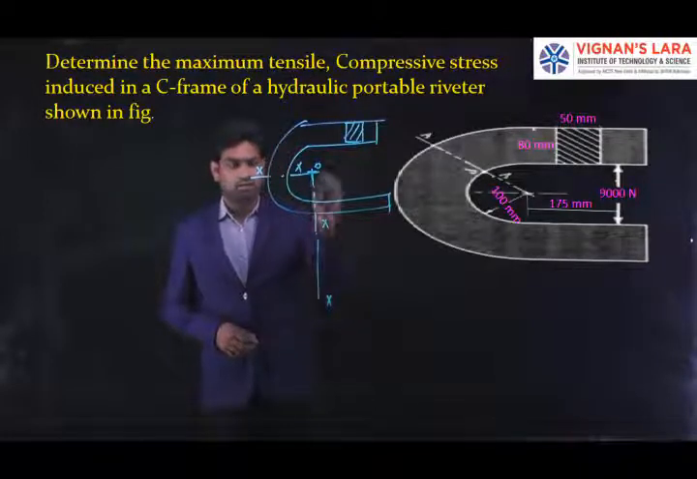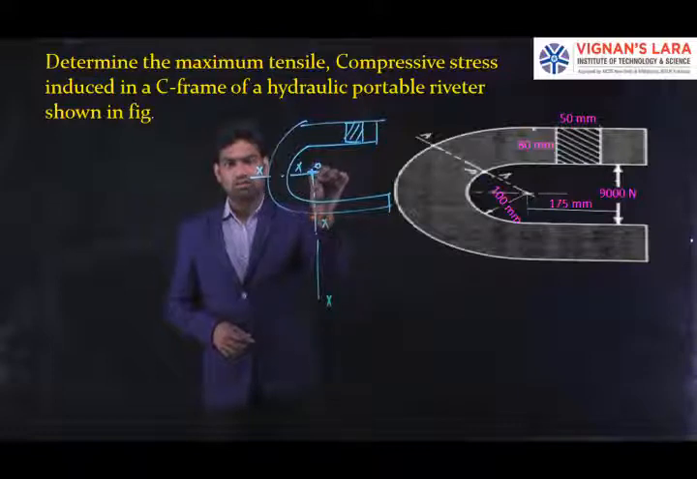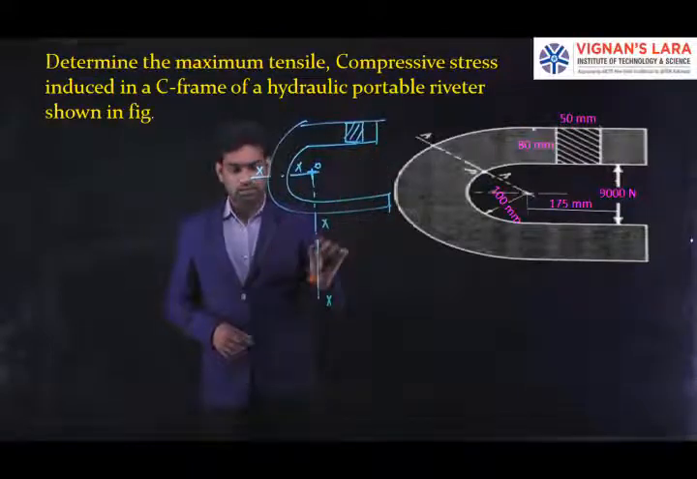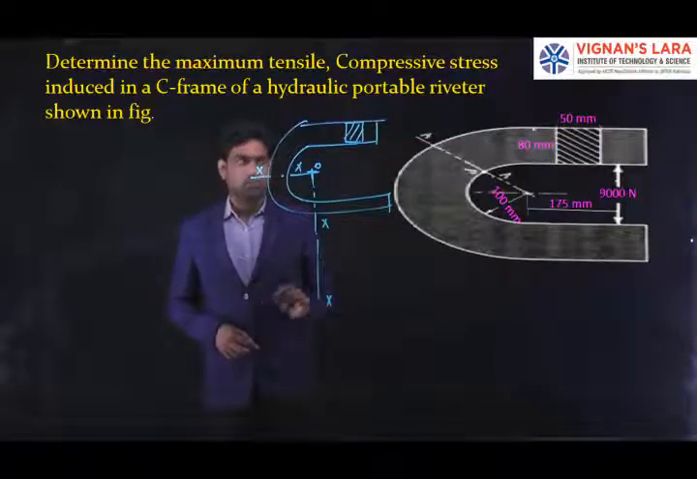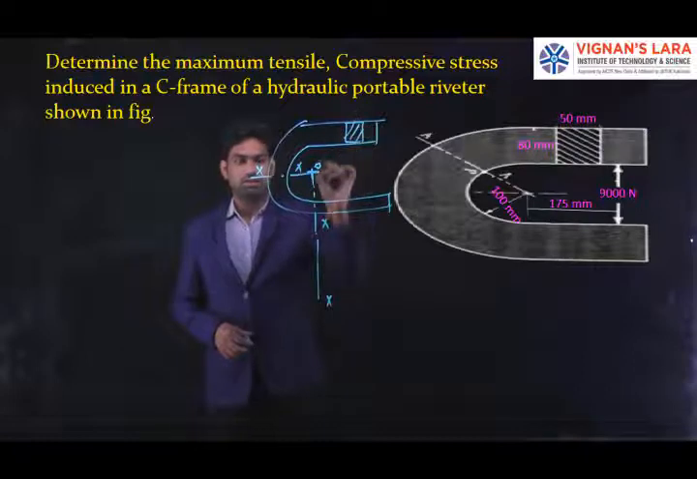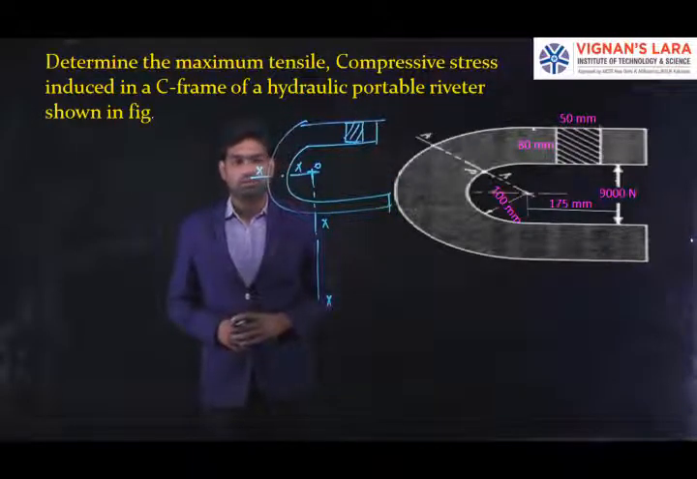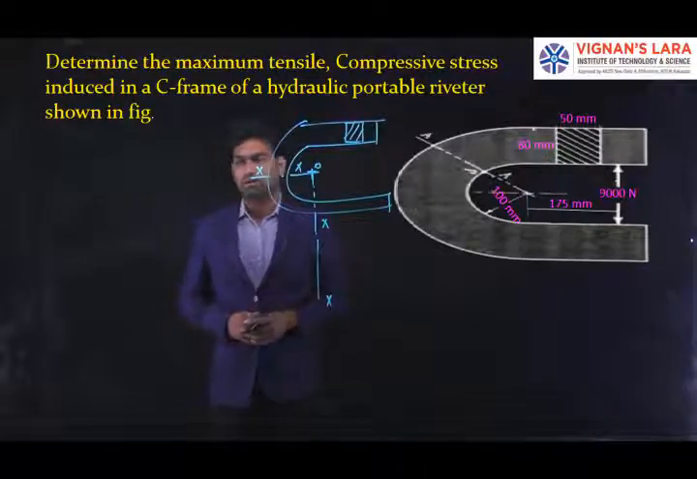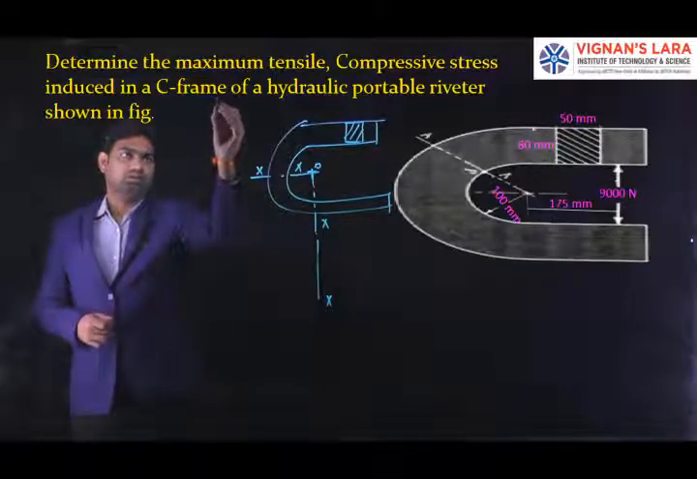Clear? So the center of curvature will be present in this axis, that is along the width. So we need to draw the width parallel to the center of curvature line. Here the cross section is indicated as 50 mm width and the depth is 80 mm. So the depth should be perpendicular to the center of curvature line. Clearly, I can draw a larger section here.